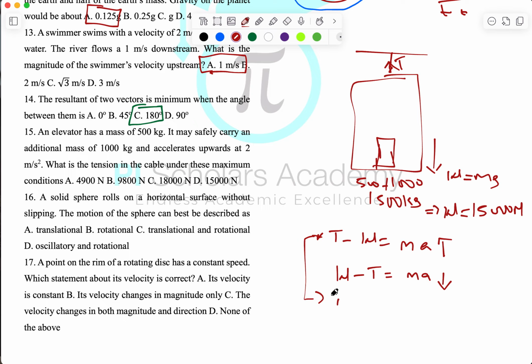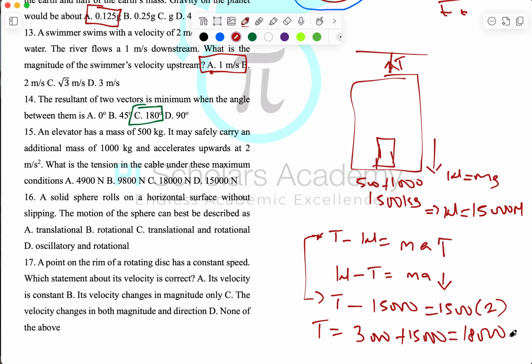So using the first one, that implies that tension minus the weight, which is 15,000, is the total mass, 1,500, times the acceleration. We were told that it's accelerating at the rate of 2 meters per second squared. So that implies that the tension will be 1,500 times 2, that is 3,000. Then negative 15,000 will go to the other side, so it becomes plus, and we'll have 18,000 newtons. So the tension in the string will be 18,000 newtons. And that is how you solve that kind of problem.